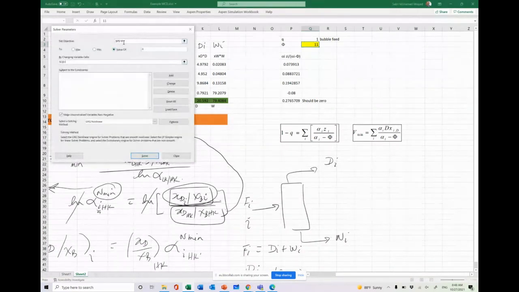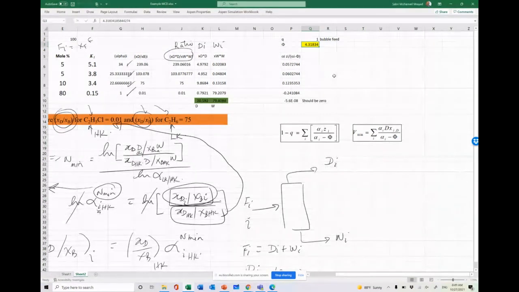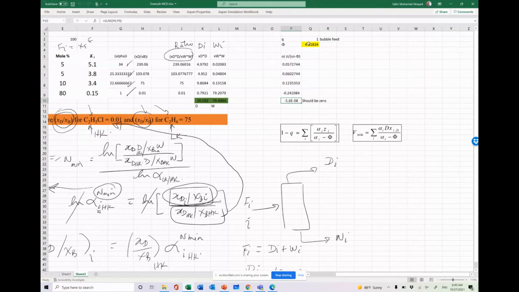Now, once I know what I want and what is going to be changing, I can just start the solver, and as you can see, the solver finds the solution, so you just press OK. You see here, this phi will give you a 0, because 5.6 minus 8 is considered to be 0. So now you are satisfied. Now you know this value, phi, by solver. You can do that by any other programming again, I don't mind. But at least now phi is calculated.